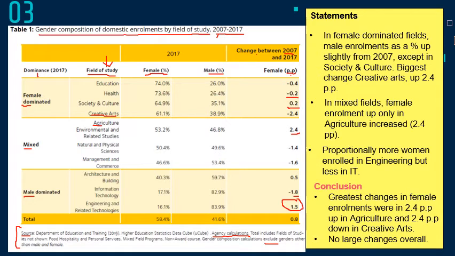And my conclusion is, the greatest changes in female enrollments were in agriculture, which was up 2.4 percentage points, and down 2.4 percentage points in creative arts. They're the ones we're really interested in. All these other ones are pretty small changes. Not really a lot has changed in 10 years' time. So I just said no large changes overall. That's my overall conclusion of this. So maybe this organization or department needs to do a bit more research into how they can improve female enrollment in some of these courses, but also how they can improve male enrollment in some of these courses as well. For example, in society and culture.